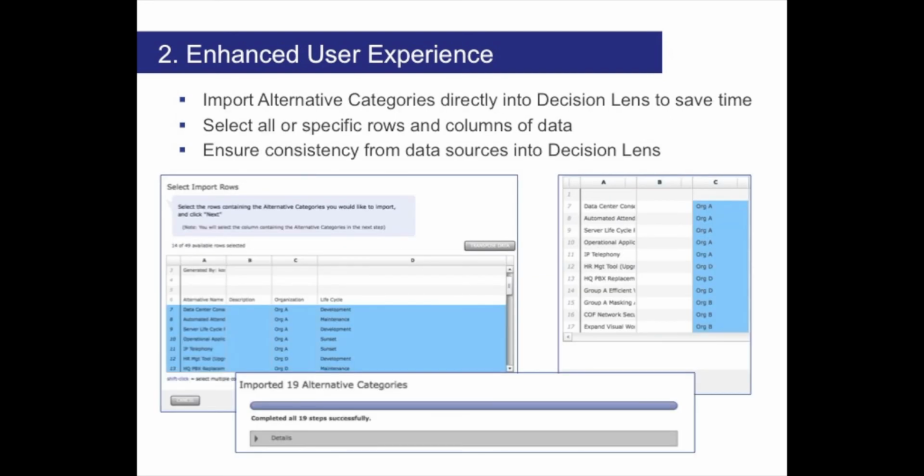Another thing that I know people are going to be very excited about is actually importing alternative categories directly into Decision Lens. Now, previously you could import all of your alternatives, but not the categories. Now we're giving you the ability to actually select specific rows or columns and import those categories directly, which is not only going to save you time, but it's really going to help you be more consistent with your data. We're going to take out the possibility for human error, like manually typing different group names, things like that. So another great enhancement that we're releasing here in the fall release.